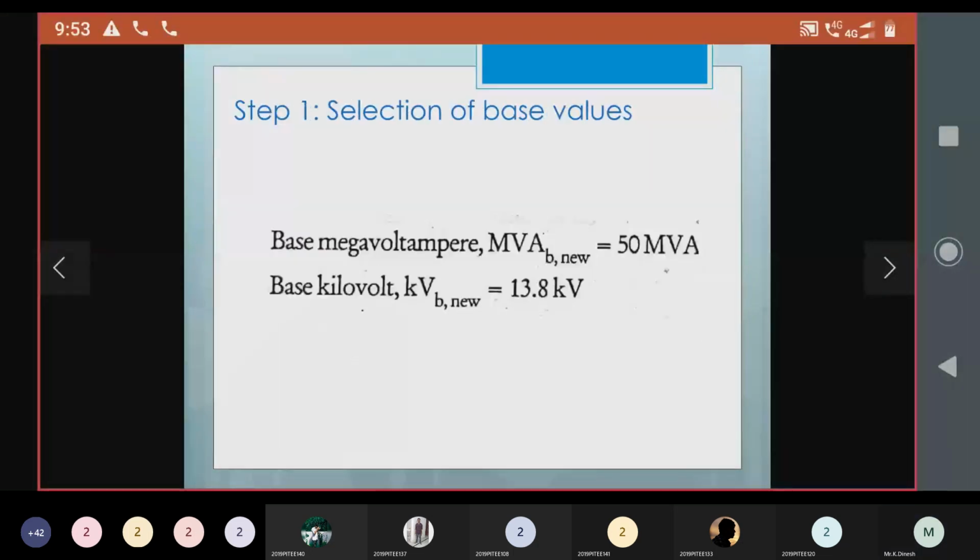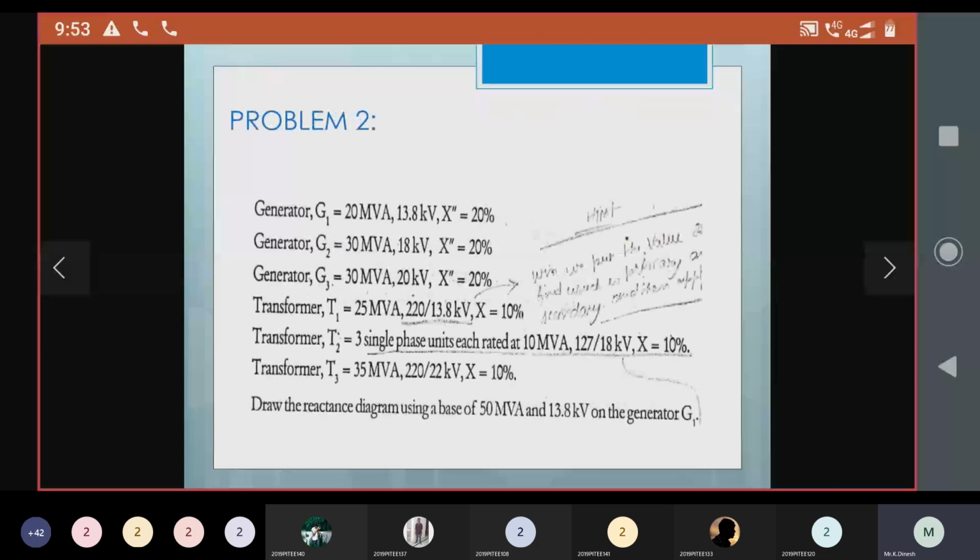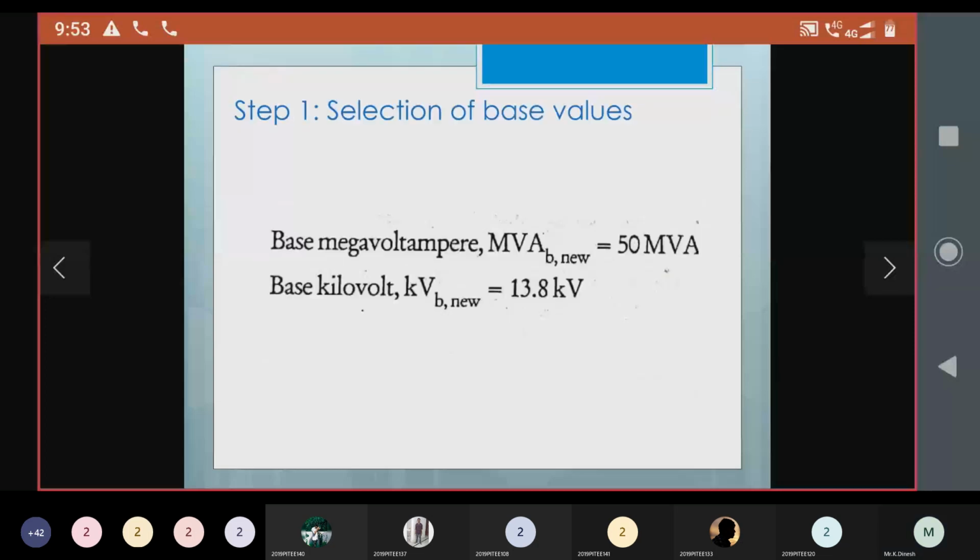Okay. So 50 MVA, 13.8 kV on the generator G1. So we start with G1, where the base values 50 and 13.8 are given. Step 1, the selection of base values: MVAB new is 50 MVA and KVB new is 13.8 kV. The MVAB value never changes. The KVB new value is subject to change. When you have a transformer secondary, you have a change of base.